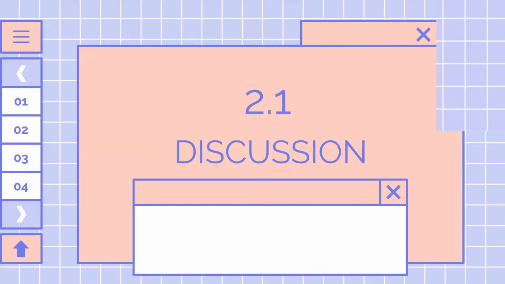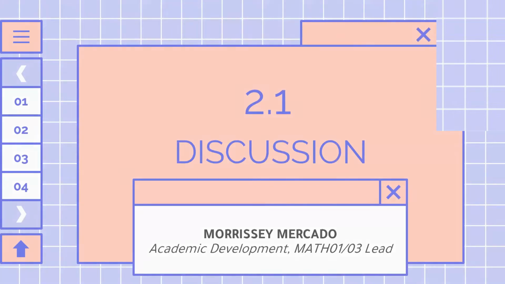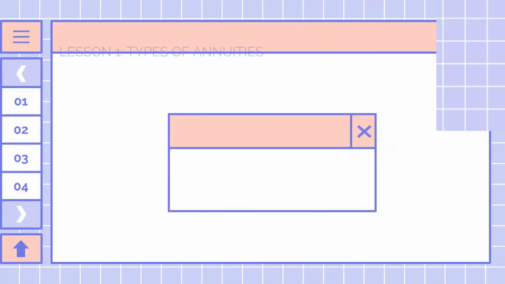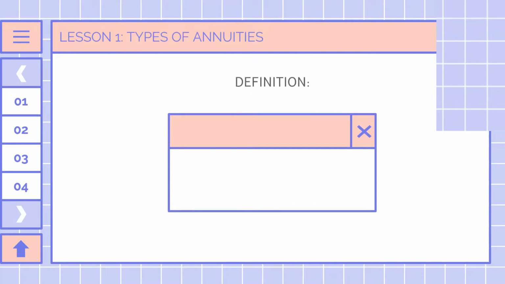Now let us proceed to the discussion. So for the reviewing concepts: ordinary, deferred, perpetuity, annuity due. So lesson 1, types of annuities. But first, let's proceed to the definition of annuity.